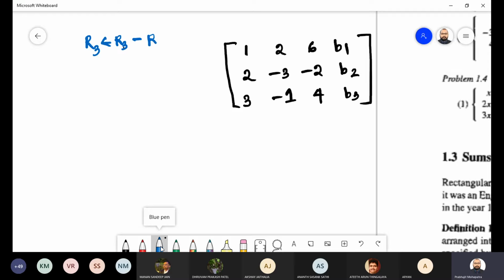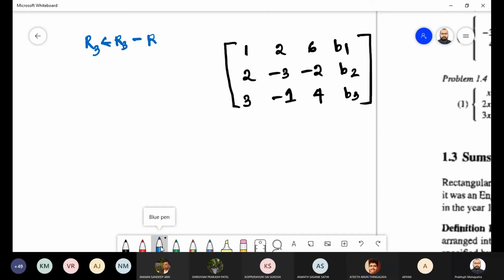Since the equation should have a solution, we'll write the last row as 0, 0, 0, and then it'll come as b3 minus b2 minus b1 equals 0, because they have to have a solution. So LHS should be equal to RHS. That is what we need to do. What operation do we have to do? R3 equals R3 minus R2 minus R1.